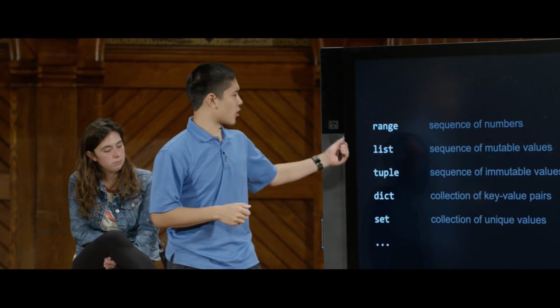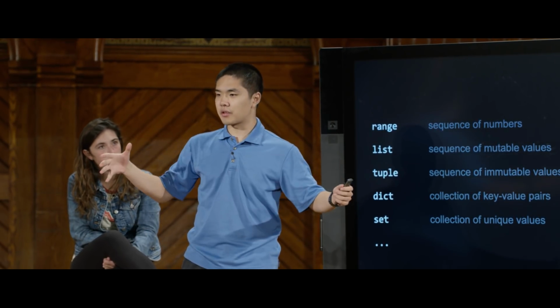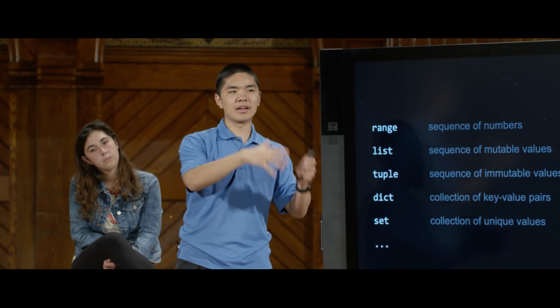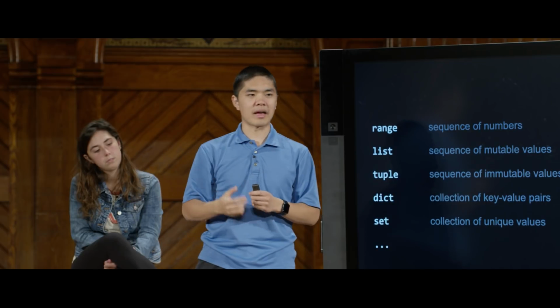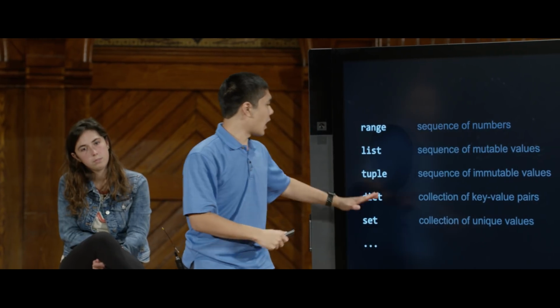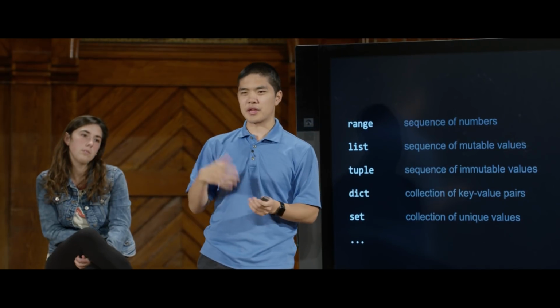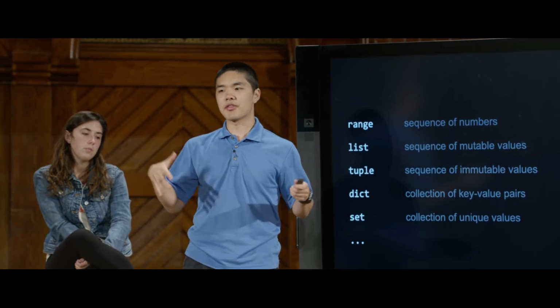And so unlike an array in C, I can add things to the list, I can remove things out of the list, but this is a mutable sequence. I can add to it, remove from it, change elements inside of that sequence. Unlike a tuple, which is a sequence of immutable values for things that aren't going to change. So Python draws a distinction.